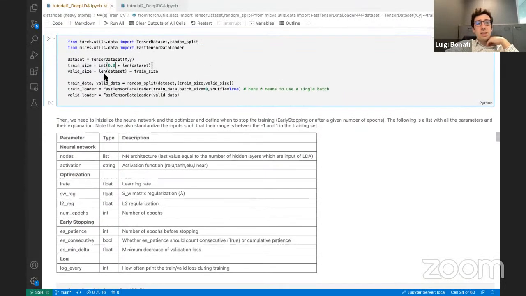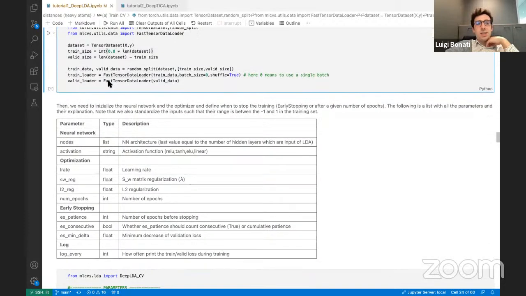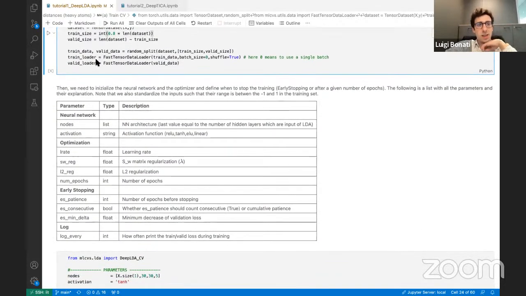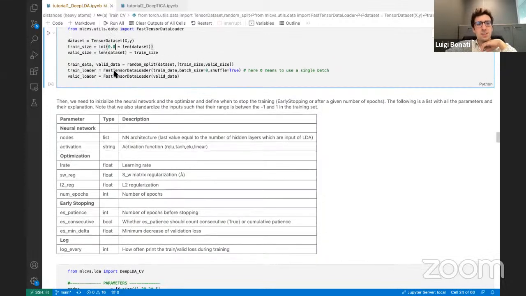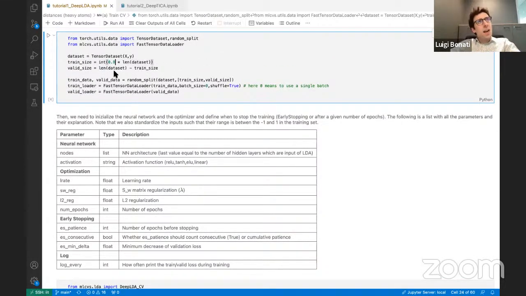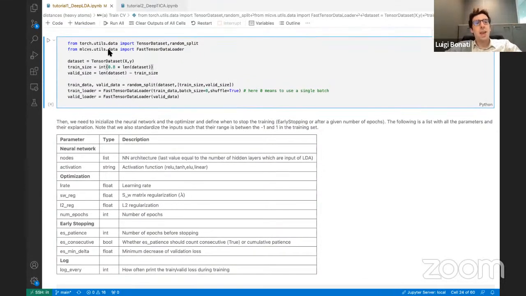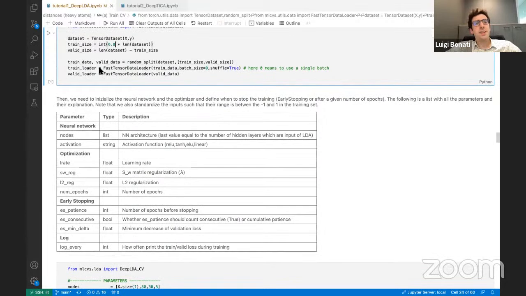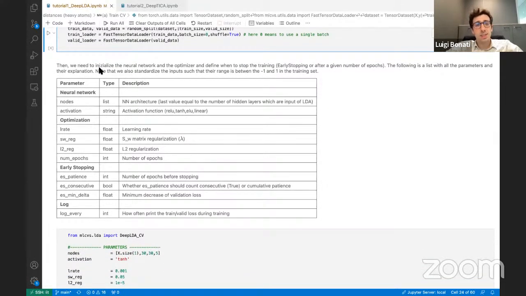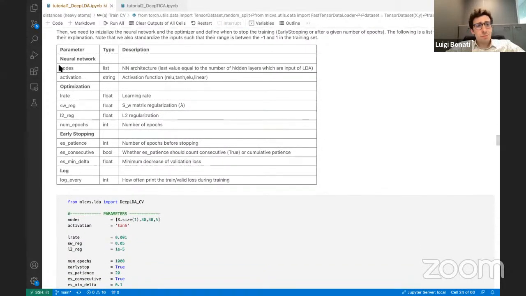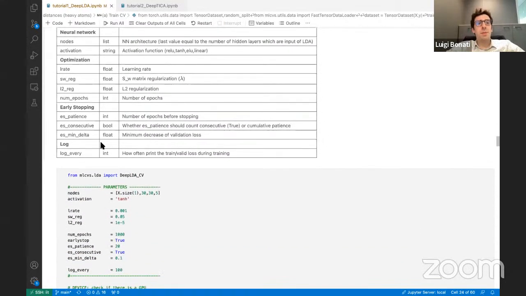And then using this data set, we create this train loader and valid loader, using this fast data loader. This is actually a modification which is in this MLCVs package for training collective variables, which is much faster than the base data loader implemented in Torch, at least for this scenario. Then here I reported a table with all the parameters.